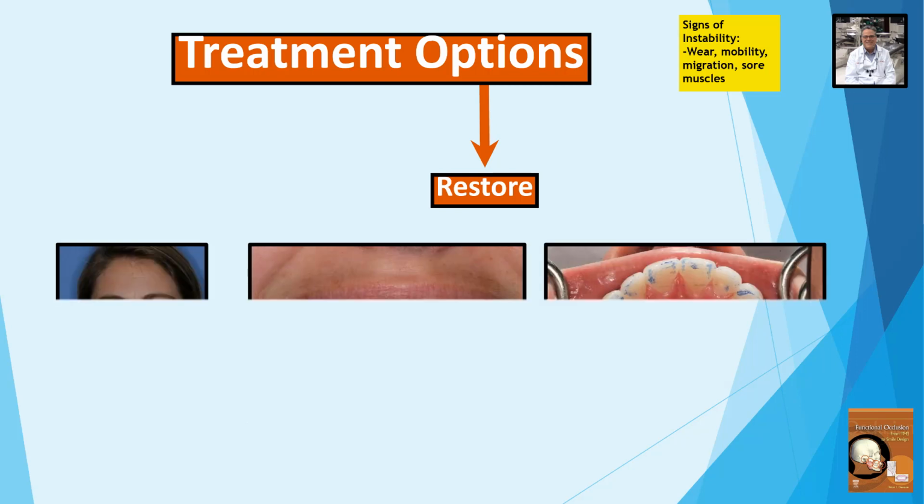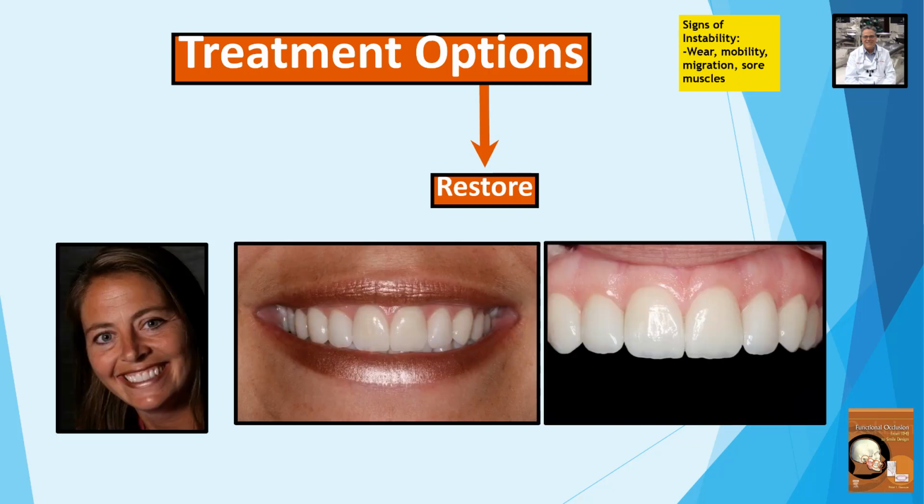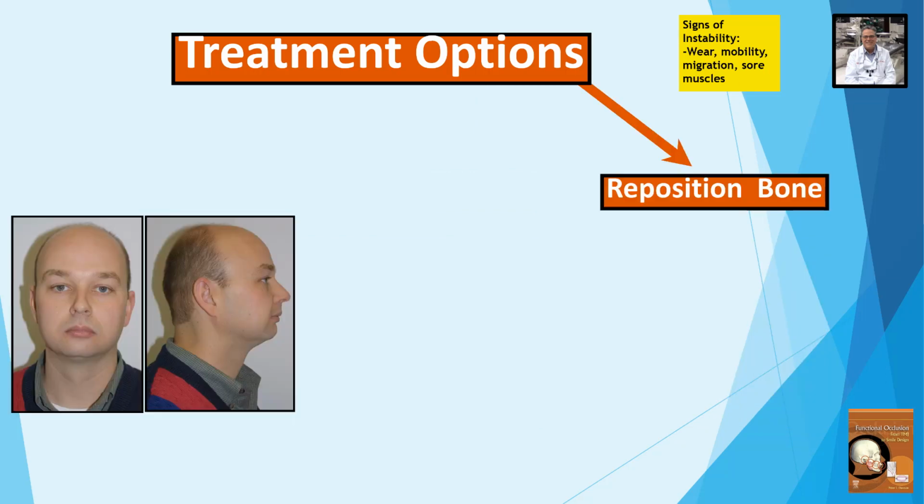Here's a patient that had some bonding on the front. So it was done in such a way that it was begun with a minor equilibration, and then new crowns were made. And these crowns were made in a way that a perfected occlusion could be finalized. Restoring teeth. Sometimes it's so bad we have to reposition bone.